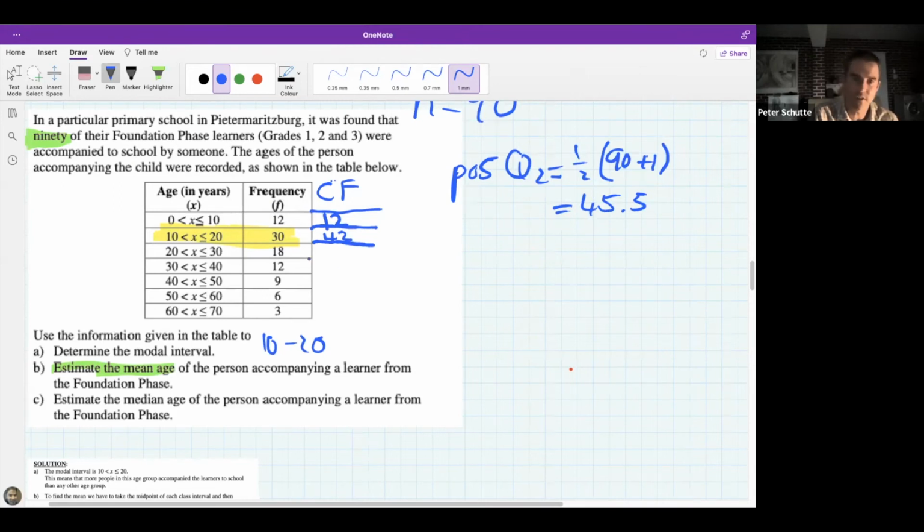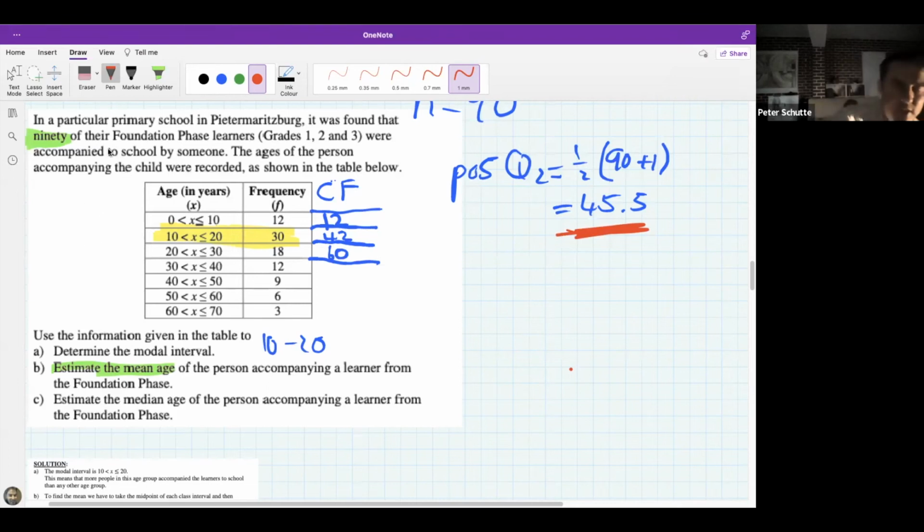So how far have I got if I go to the next interval? Well, I got 42 so far. I add 18. Now I'm up to 60. Since I'm up to 60, I must have gone past the thing that's in the 45th position. And so I know what interval is going to be the median interval here. There's no use going any further because I know it must have occurred between 20 and 30.